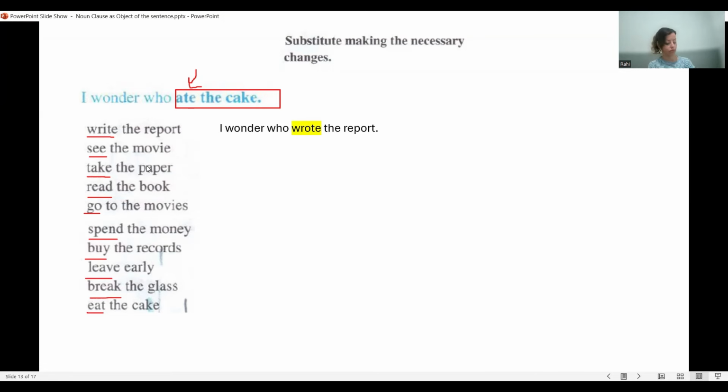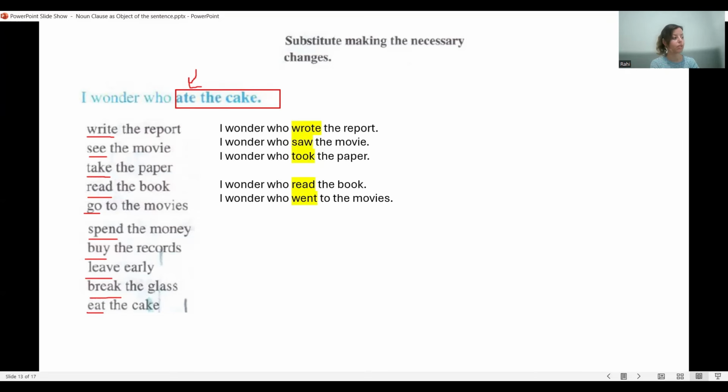See the movie. Change it to simple past. I wonder who saw the movie. Take the paper. I wonder who took the paper. Read the book. Past form of read is read. I wonder who read the book. Go to the movies. I wonder who went to the movies.